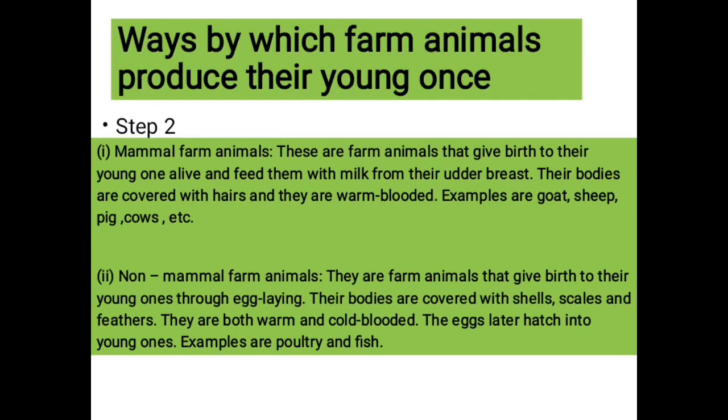All right. At this point, we're going to be discussing the ways farm animals produce their young ones. From what we established, we have both mammals and non-mammals. So the mammals are farm animals that give birth to their young ones alive and feed them with milk from their udder or breast. Their bodies are covered with hairs and they are warm-blooded animals. Examples are goats, sheep, pigs, and cows, etc.